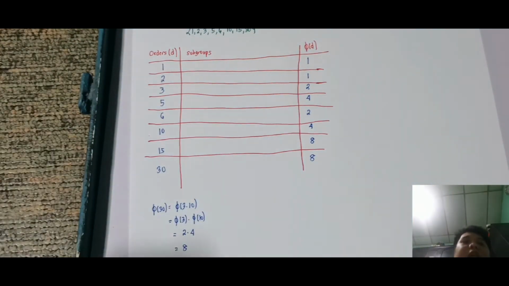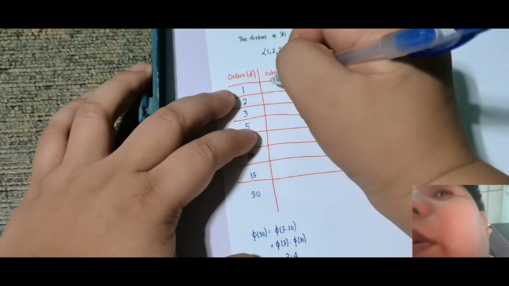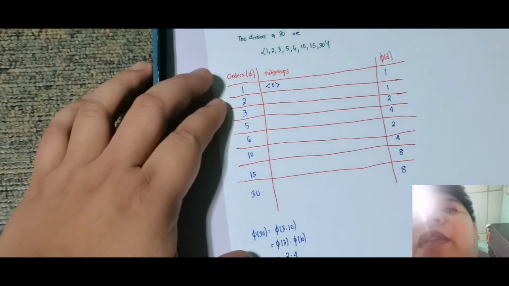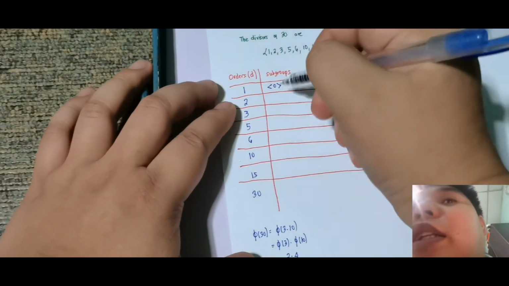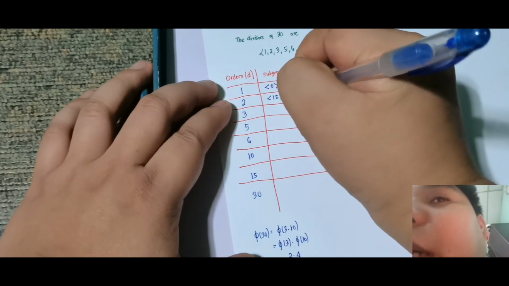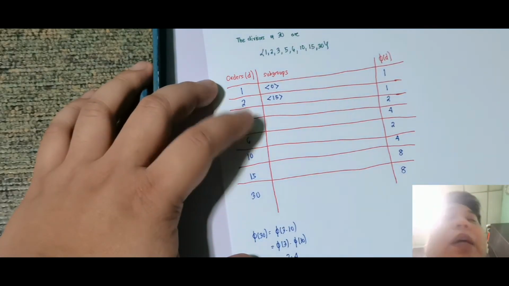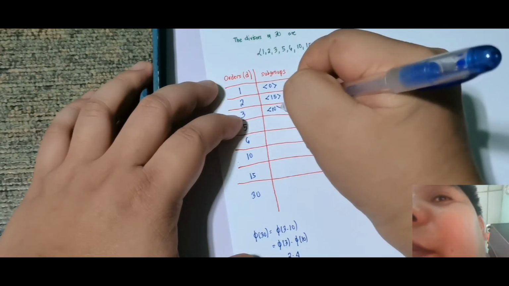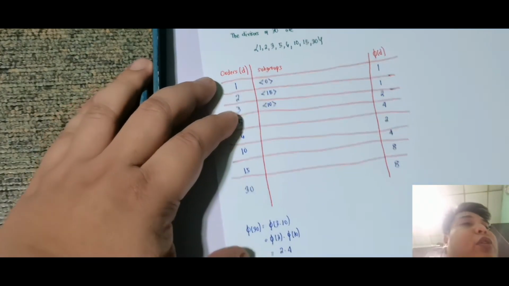Okay, so una, lagay na natin yung mga pwedeng nakalista dito. So obviously, lalagay na natin dito yung may order na 1 is just the identity element. Next, 30 divided by 2 is 15. Okay, alam ko na isa lang siya. So tama na yan. Next is 30 divided by 3 is 10. Okay, so alam ko na dalawa siya.